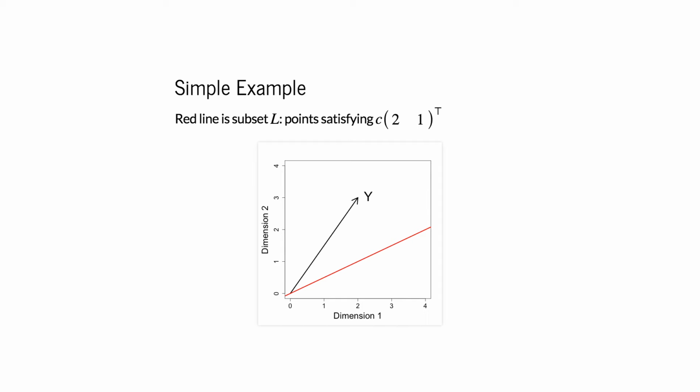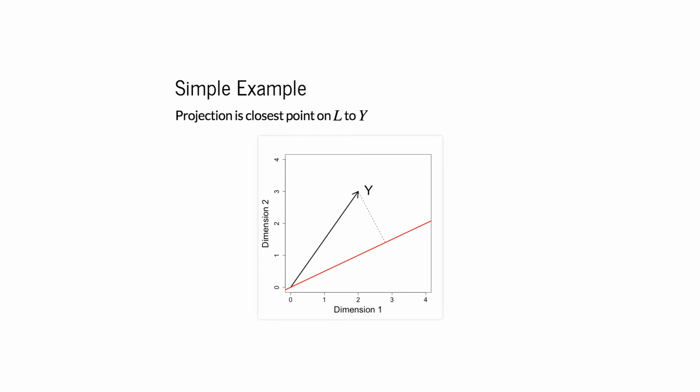So those points can be written mathematically as points that satisfy a constant c multiplied by the vector 2, 1. So any point on that line will have that property. It could be written as c times the vector 2, 1. So that defines our subspace. So now the projection is the closest point on this red line L to the point y. That's what we call the projection.